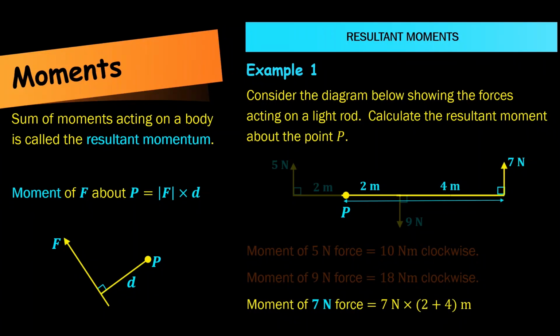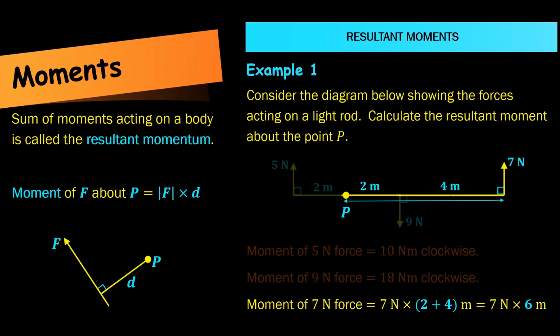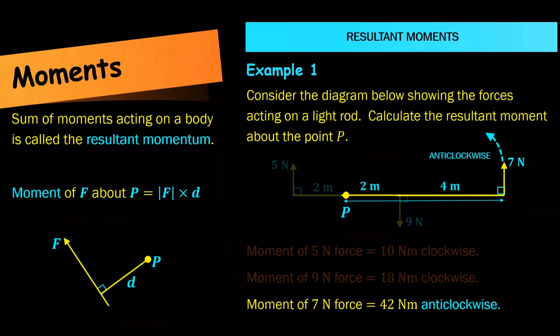Now let's consider the 7 Newton force about the point P. The moment of the 7 Newton force about the point P equals 7 newtons times 2 plus 4 meters, which is the perpendicular distance of the force from the point P, and this equals 7 newtons times 6 meters, which equals 42 Newton meters. And this acts anti-clockwise.